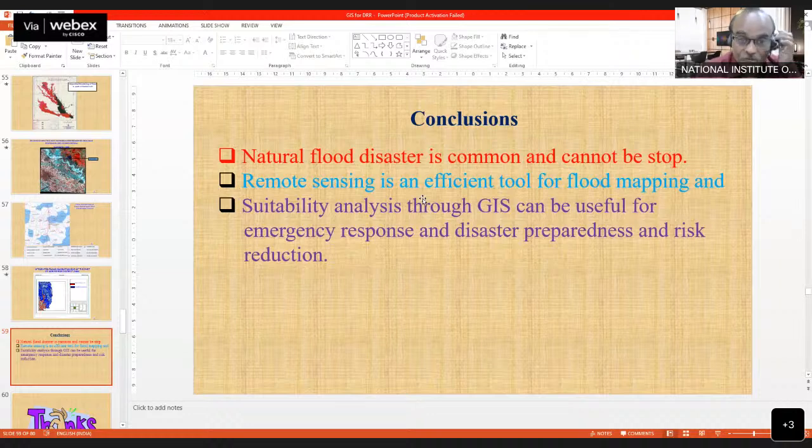Similarly for floods, natural disaster is common, but you cannot stop it. You have to adapt to the flood. You have to be resilient in that. And remote sensing and GIS is a very efficient tool for flood mapping. Suitability analysis through GIS can be useful for emergency response, disaster preparedness and risk reduction.